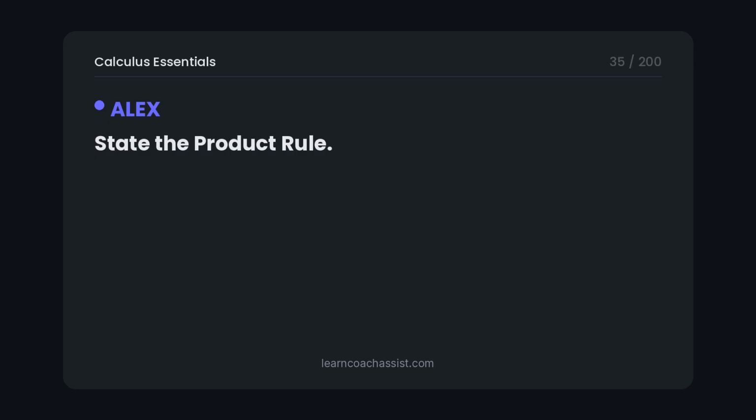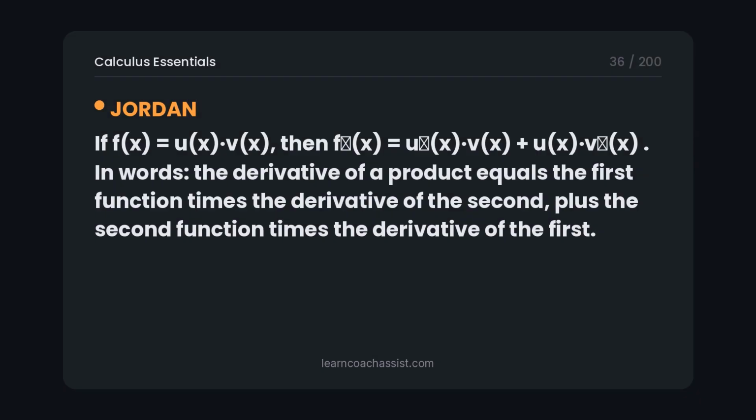State the product rule. If f(x) equals u(x)v(x), then f'(x) equals u'(x)v(x) plus u(x)v'(x). In words, the derivative of a product equals the first function times the derivative of the second, plus the second function times the derivative of the first.